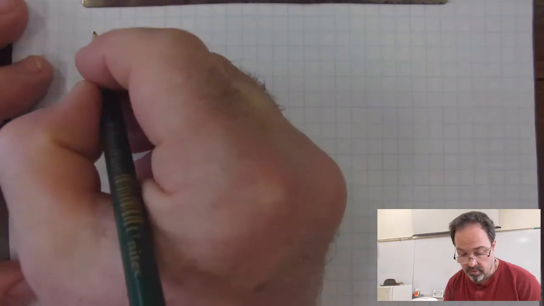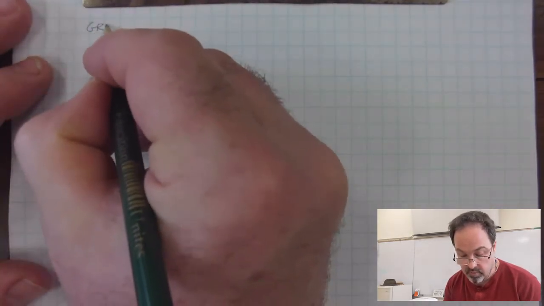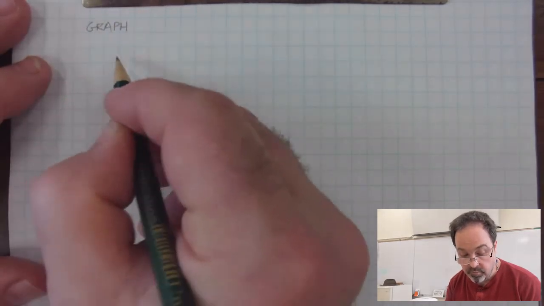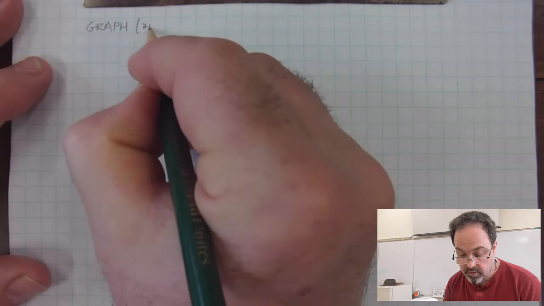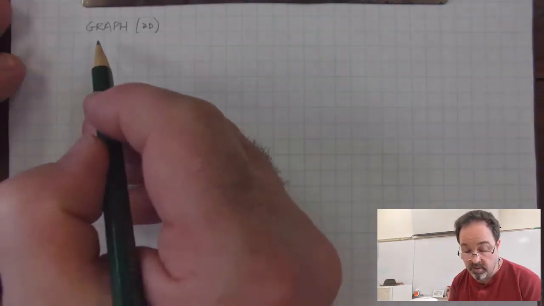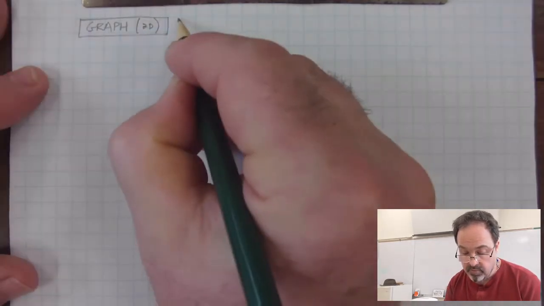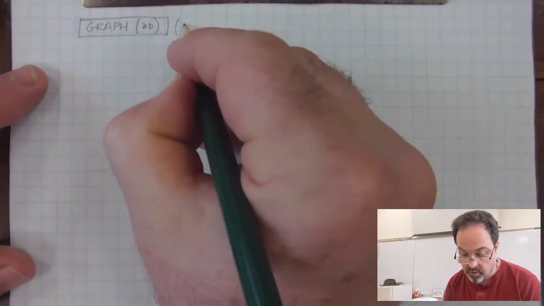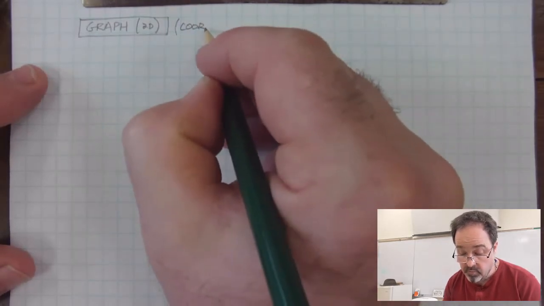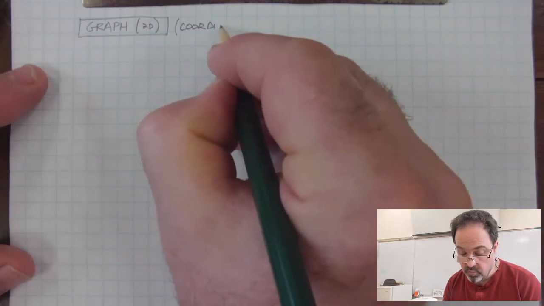A number line is a graph, a simple graph. But what most people think of when using the word graph is two number lines that cross one another to make a two-dimensional graph. The fancy word for a two-dimensional graph that we use quite a bit in high school mathematics is a coordinate plane.